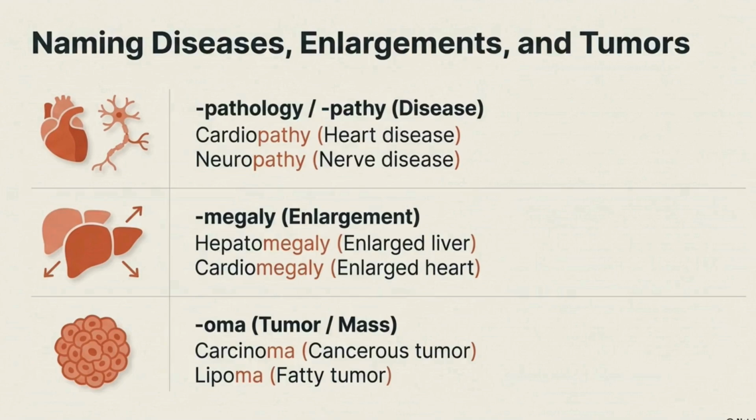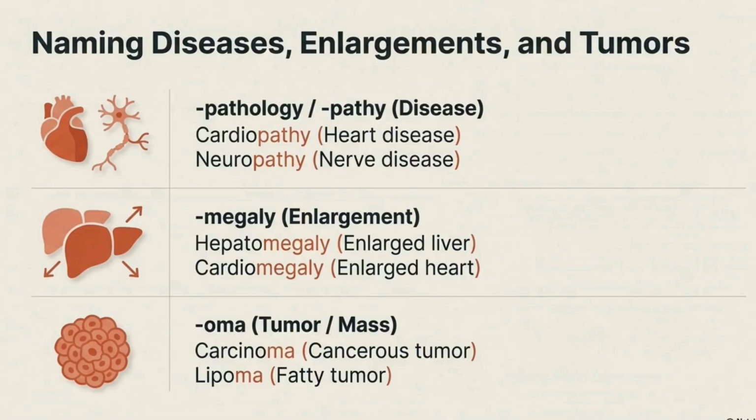The fourth one, which is easy to remember, is megaly. Mega means giant. It's huge, an enlarged thing. Whenever we want to say that an organ is enlarged or bigger than normal in size, we add the suffix megaly at the end. So hepatomegaly is an enlarged liver. Cardiomegaly is an enlarged heart, okay?